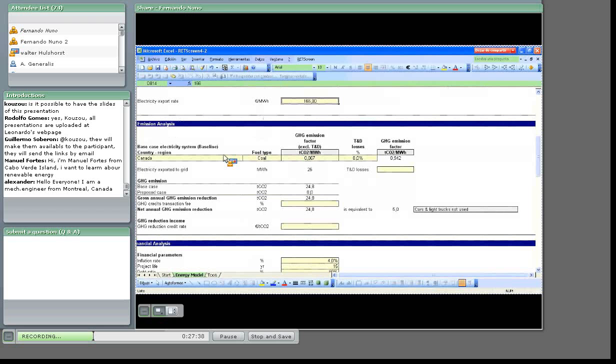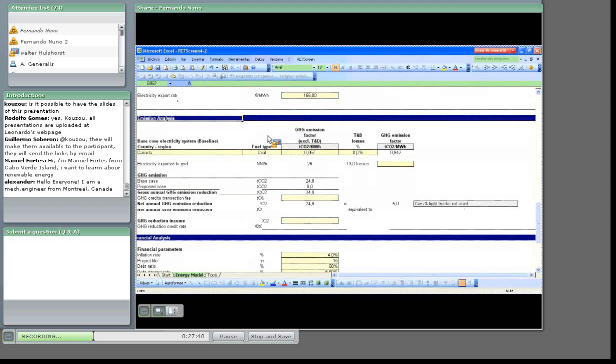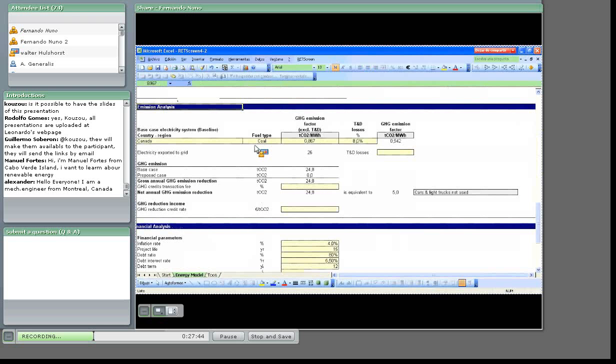Base case system: this is the emission analysis. For emission analysis, we have the possibility to compare the avoided emissions. In this case we can choose what kind of fuel is alternative 1. If we choose coal, which is quite carbon intensive, we find a ratio of 0.8 tons CO2 per megawatt hour. If we add transmission and distribution losses, then we are close to 1 ton per megawatt hour. Well, this is probably one extreme assumption.